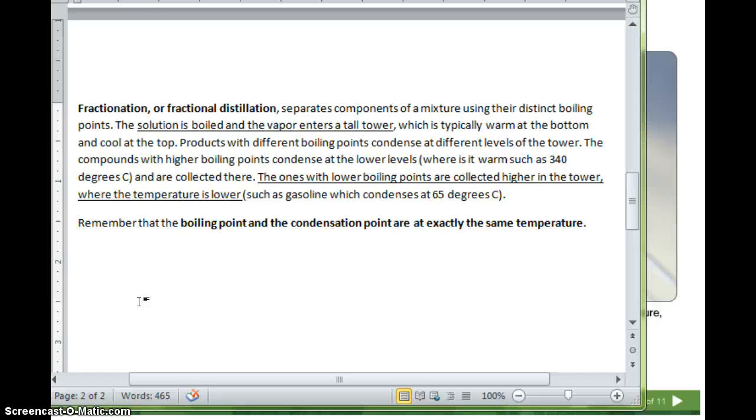The components with higher boiling points condense at lower levels, where it is warm, such as 340 degrees Celsius, and are collected there. The ones with a lower boiling point are collected higher in the tower, where the temperature is lower, such as gasoline, which condenses at 65 degrees Celsius. Remember that boiling point and condensation point are at exactly the same temperature.